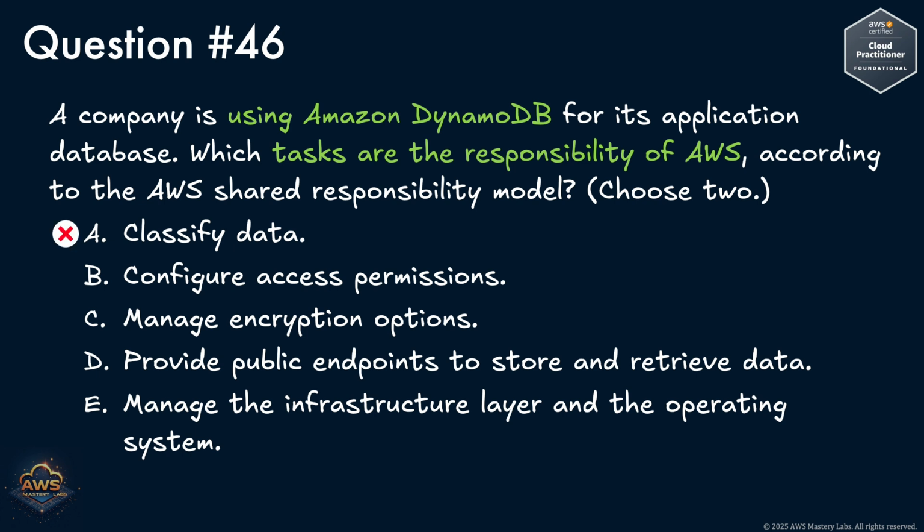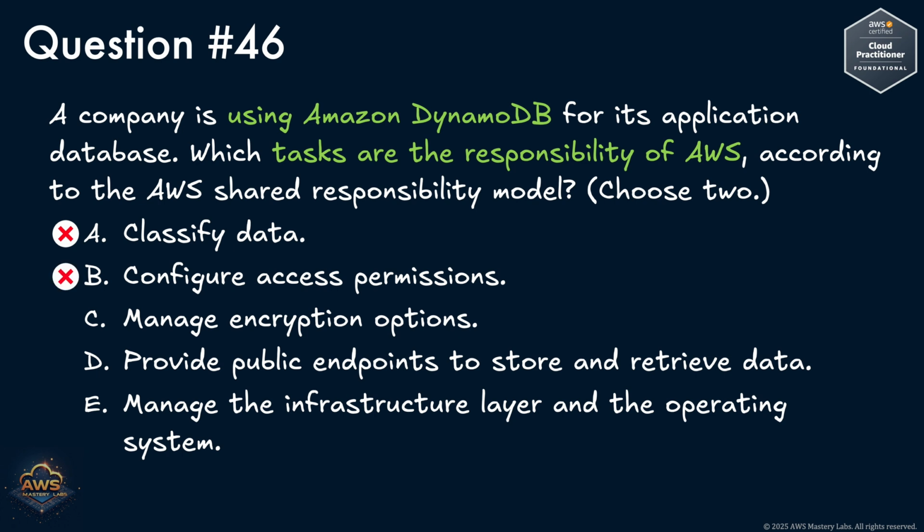Option A, classify data. Classifying data, determining its sensitivity, categorizing it by compliance needs, and deciding on data retention is entirely the customer's responsibility. AWS provides tools and services, but how data is tagged, labeled, and classified is up to the customer. Incorrect, because data classification is always the customer's responsibility.